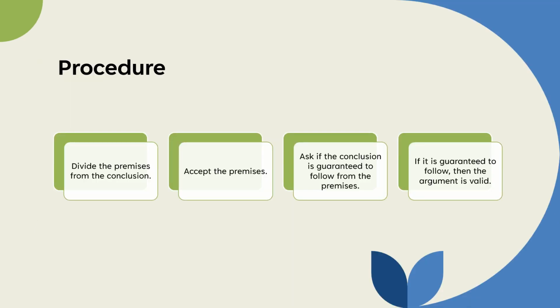To review, here's the procedure. When you want to figure out if something's invalid, divide the premises from the conclusion, separate them, accept the premises, and then ask yourself, is the conclusion guaranteed to follow from the premises? If it is guaranteed, then the argument is valid. But if it's not guaranteed, it's invalid.